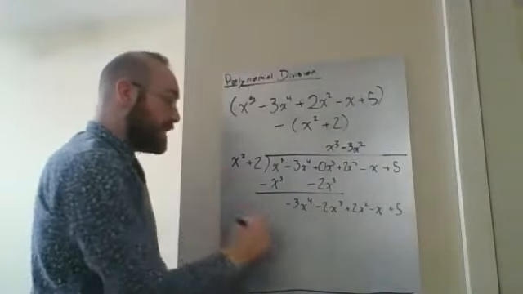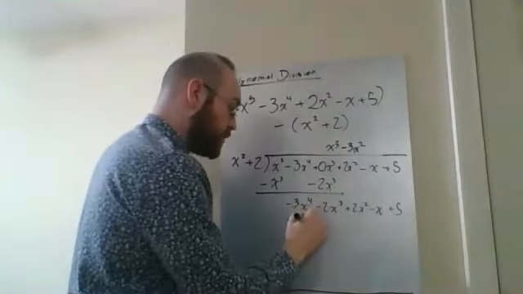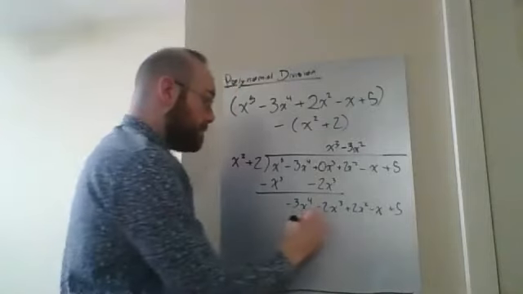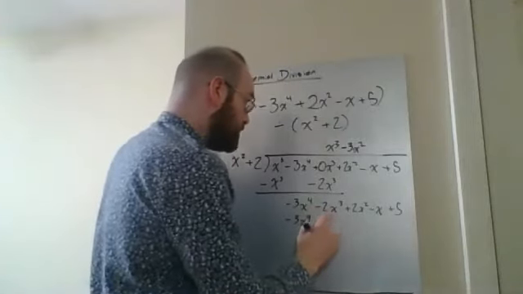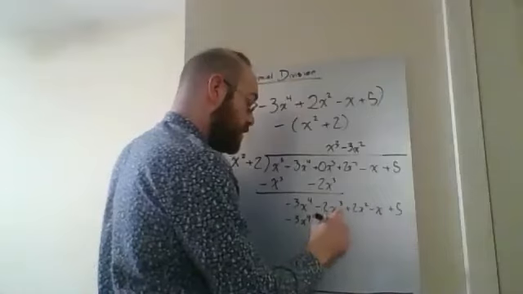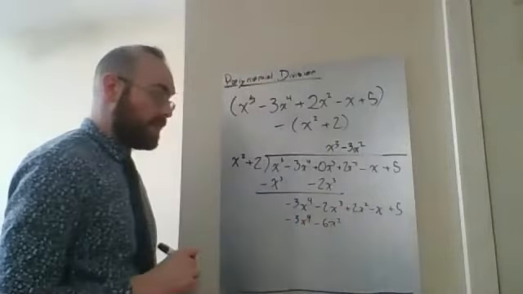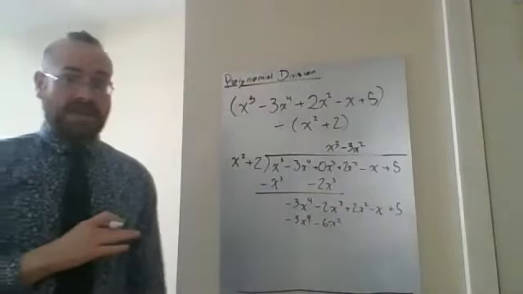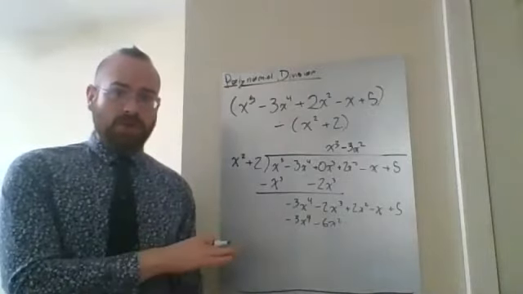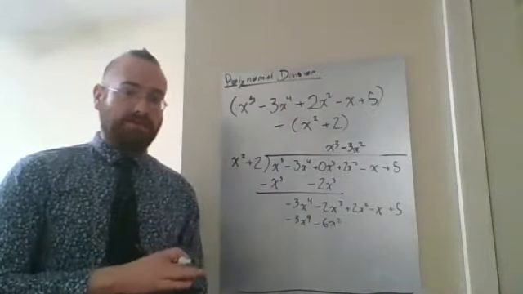So then we multiply, get negative 3x to the fourth minus 6x squared. Now, I've noticed I've made a mistake. So pause the video, look at the work, and see if you can identify what mistake I've made.